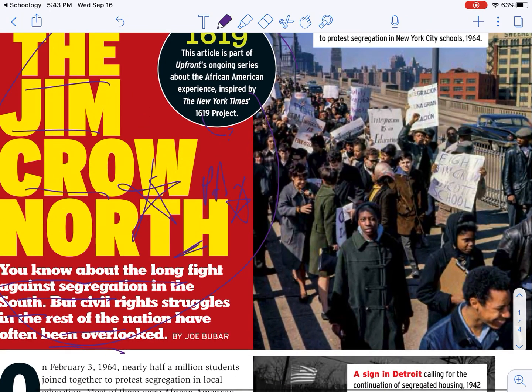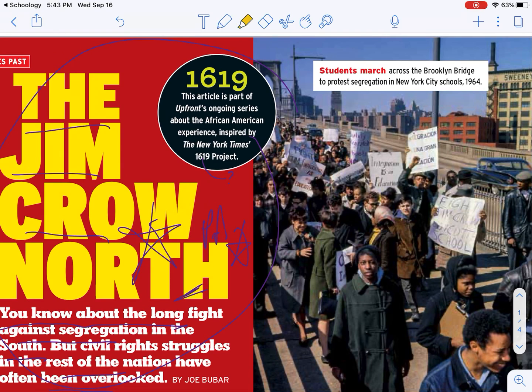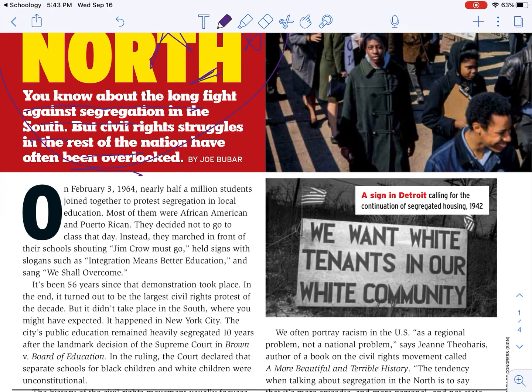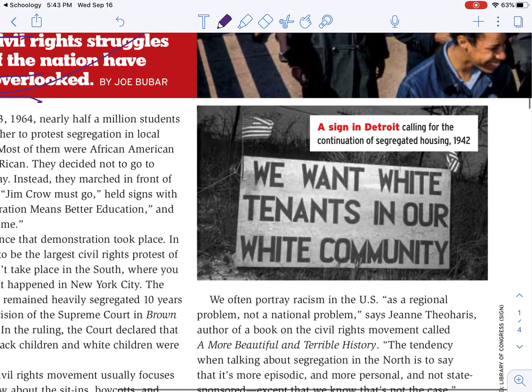I'd also glance at the pictures. So here I see students. I'm just going to highlight as I read. I wouldn't necessarily do this to take my notes. Students march across the Brooklyn Bridge to protest segregation, 64. So I'm going to have a personal connection here because I was born in 1965. So this is almost in my lifetime that this is happening. I may note some of the fashions and styles, hair, clothing, cars, things that hint back toward that time. Again, I'm just activating my brain to get ready to read.